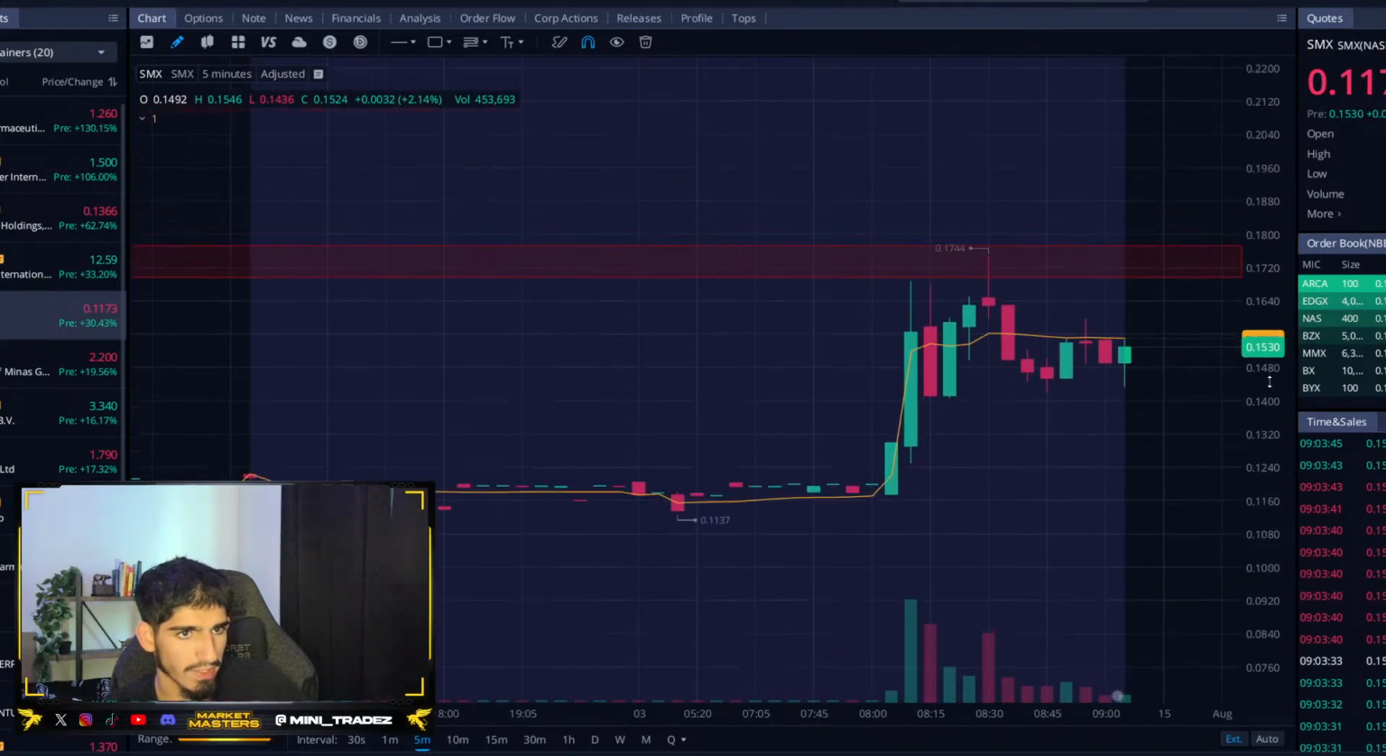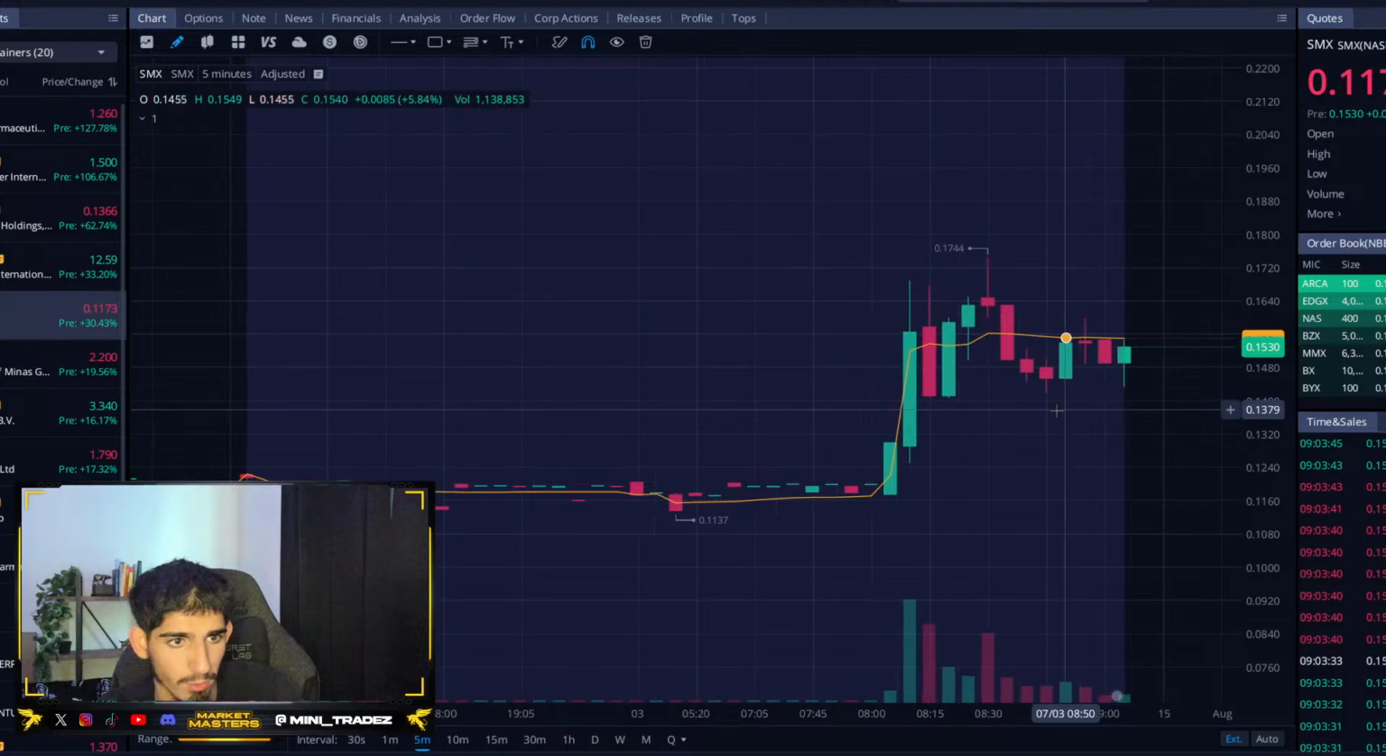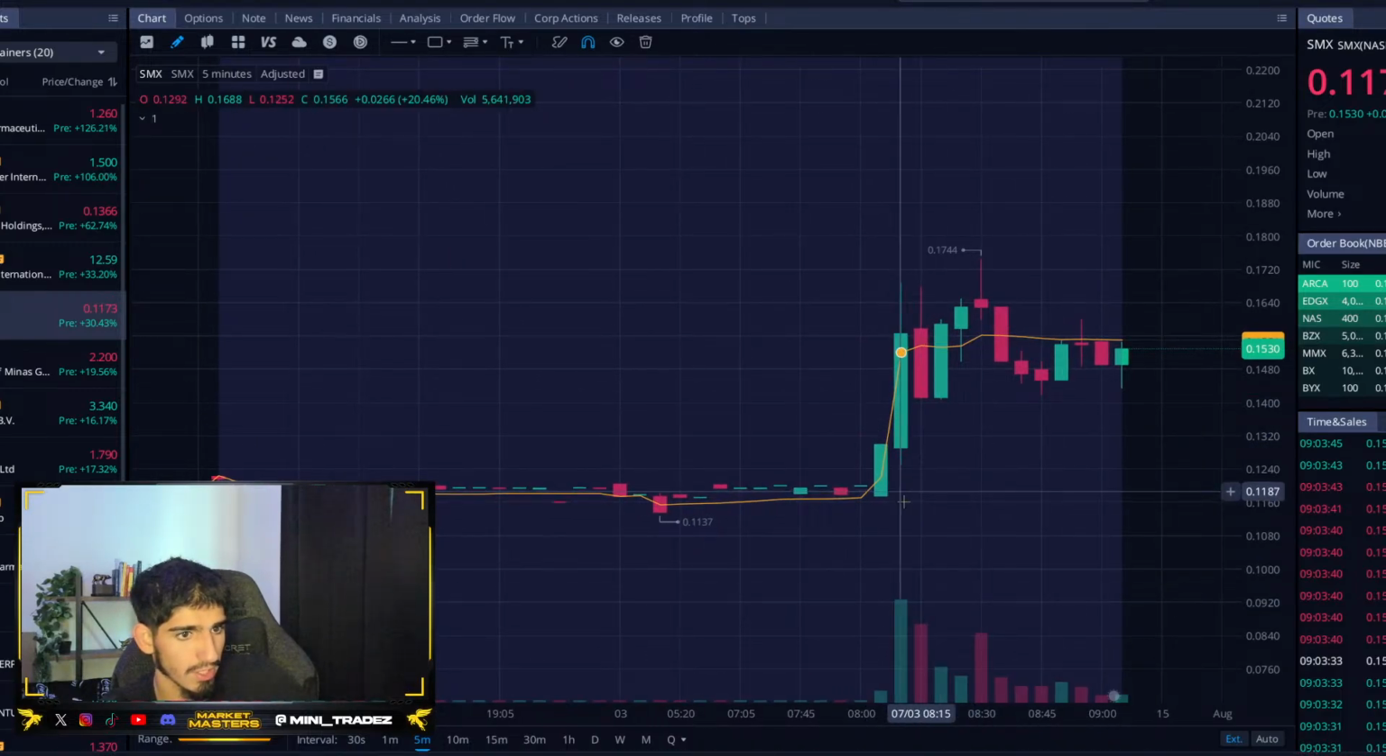Let's do a quick rundown of SMX. I don't know where this line is from before. Weeble's tripping, so just a quick analysis. We see where buyers came in. So we see buyers come in here. Okay. We see buyers come in here.